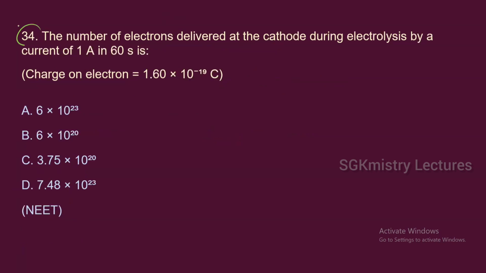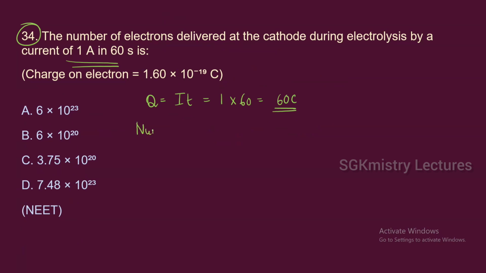Next, question number 34. The number of electrons delivered at the cathode during electrolysis by a current of 1 ampere in 60 seconds is. Again, here it is a simple calculation with the substitution. So Q is equal to IT. We have this equation. So I is the current, that is 1 ampere. So I take it as 1. Time is 60 seconds. So we have 60 coulombs, right?